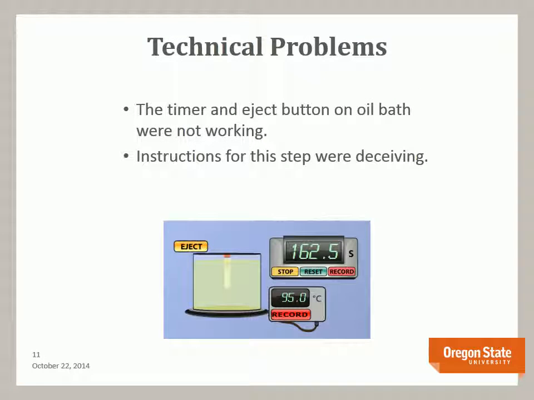Now, I did run into one technical problem. The timer and the oil bath were supposed to be linked so that the tube of the DNA sample could only be removed once the eject button popped up. The eject button was only supposed to pop up after the full 5-minute incubation. However, what I observed was after only 90 seconds, the eject button pops. And if you click on that, it didn't get its full 5-minute incubation, and the computer knew that it didn't get the full 5-minute incubation, yet allowed you to remove the sample.